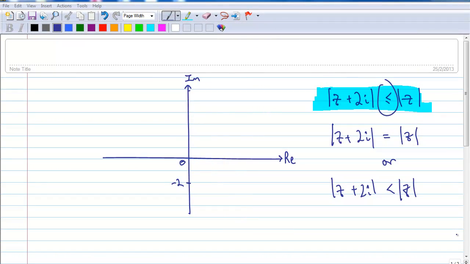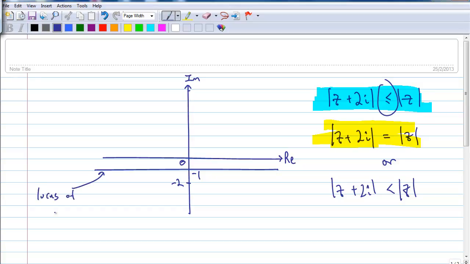Now the first locus, okay, there are two here. The first locus is something that we already know how to draw. This one over here, mod z plus 2i equals to mod z. Now this is the perpendicular bisector between the points minus 2i and the origin. So that means your locus looks like this. Okay, you'll cut at the point minus 1. So this one is locus of mod z plus 2i equals to mod z.